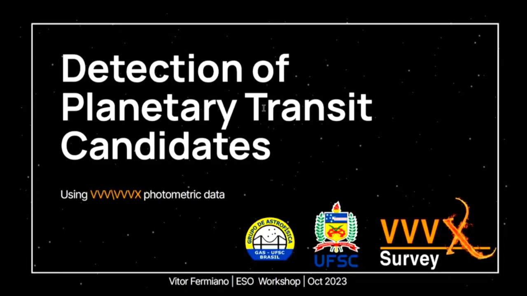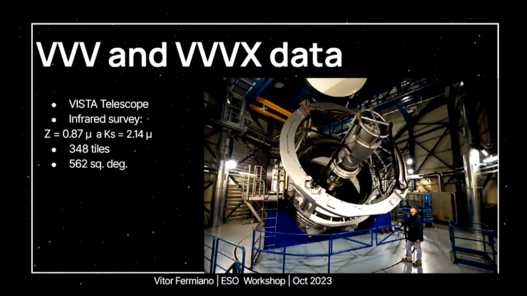I'm going to talk today about the detection of planetary transit candidates using the VVV and VVVX photometric data. I'm using the VVV and VVVX data that was previously shown in the earlier talks of my colleagues and my supervisor, Saito. We are using the infrared VISTA telescope.